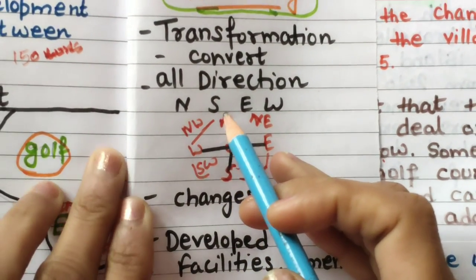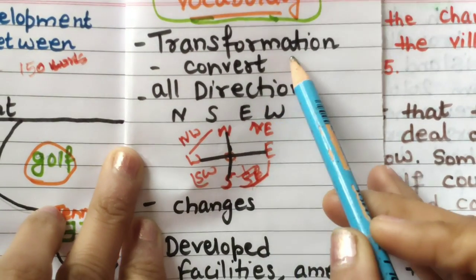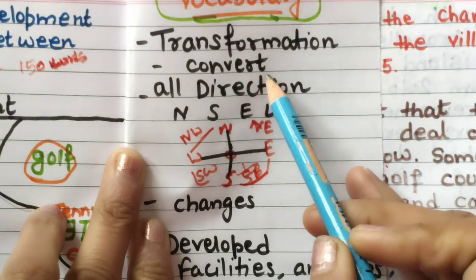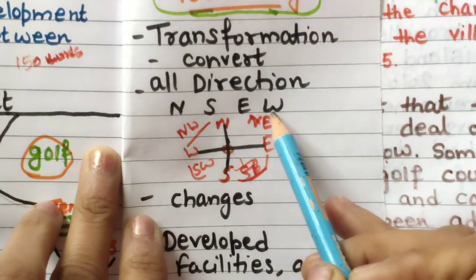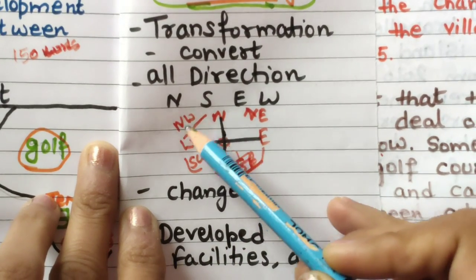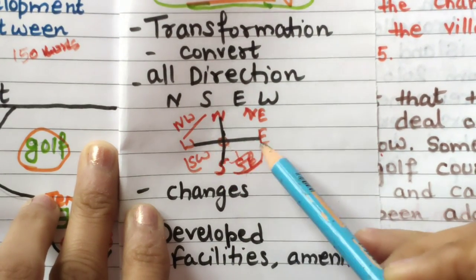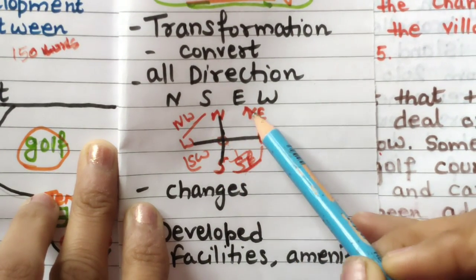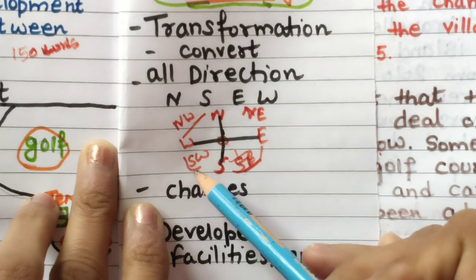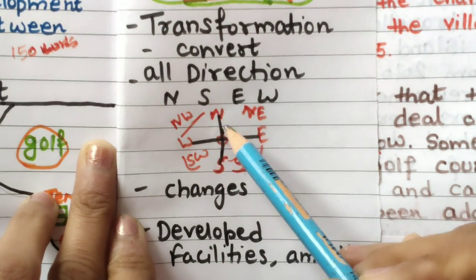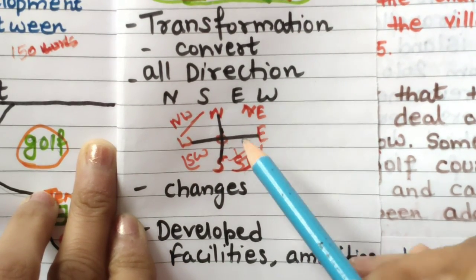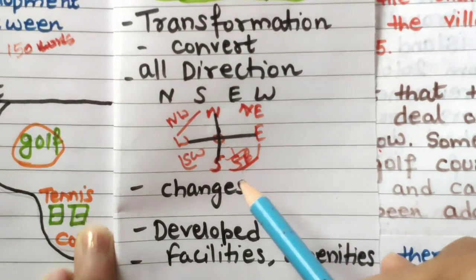Now see this vocabulary for maps: transformation, conversion or converted, and all the direction names: north, south, east, west, and of course this side is northwest, this side is northeast, this side is southwest, this side is southeast. Of course you have to use these words in your IELTS writing task 1 map activity.